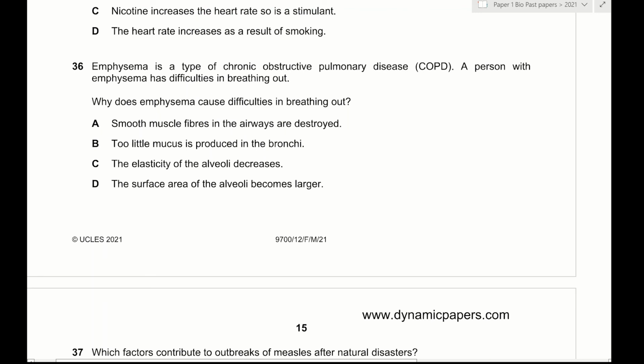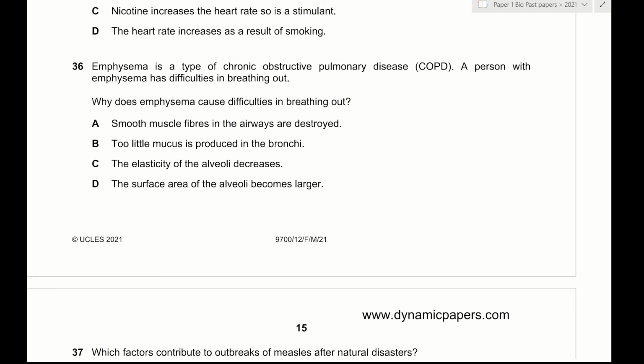36. Emphysema is a type of chronic obstructive pulmonary disease. A person with emphysema has difficulties in breathing out. Why does emphysema cause difficulties in breathing out? To make things clear, emphysema and COPD have been removed from the syllabus starting from 2022. But we're going to cover it just in case. We know in emphysema, the walls of the alveoli collapse and the surface area decreases. So let's see the suggestions.